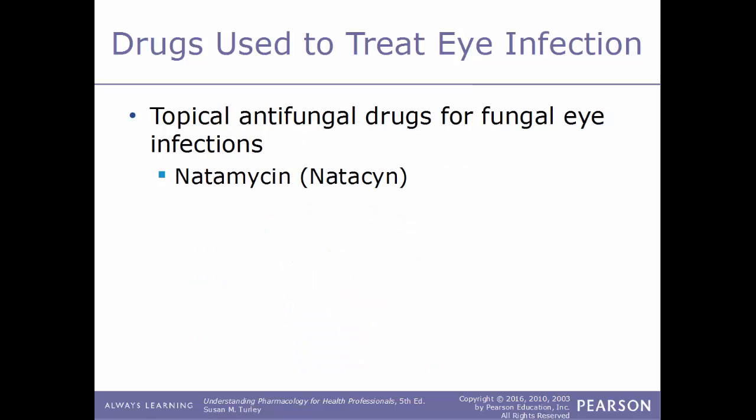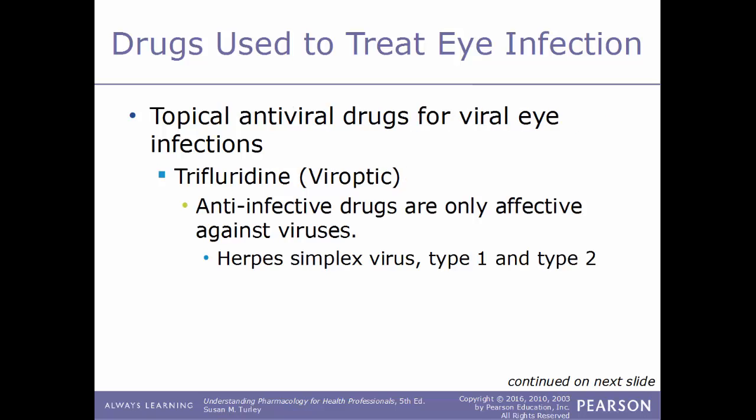This is another type of drug used to treat eye infections, topical antifungal drugs. And we have one example here, natamycin, which is sold under the trade name Natacyn. Another type of drug used for eye infections would be topical antiviral drugs. An example of this kind of drug would be trifluridine, sold under the name Viroptic. This is a type of anti-infective drug that's only effective against viruses, such as herpes simplex virus 1 and 2.